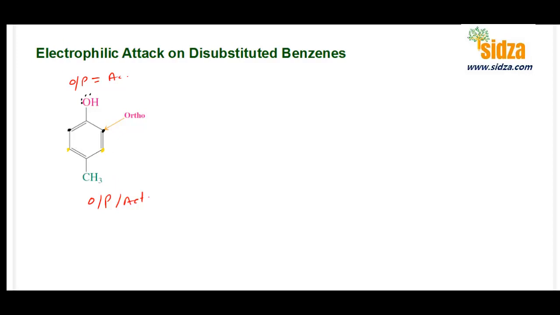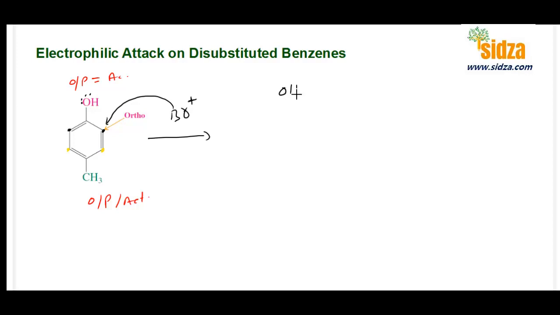But since we know that the position of attack of the electrophile is always determined by the more powerful ring activator. In this case, two activators are there, but OH is the more powerful activator. That means if you do, for example, bromination or any other electrophile here, we react with bromine in the presence of a Lewis acid, the Br positive is going to attack on this position over here.